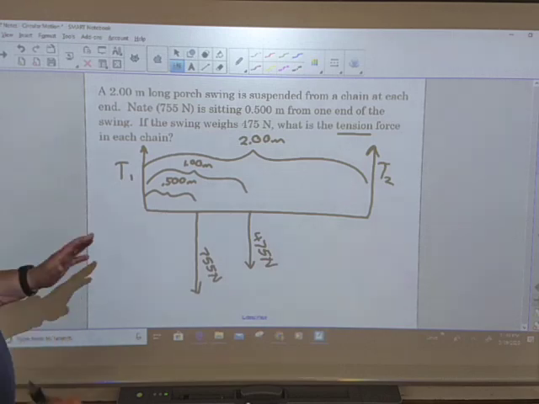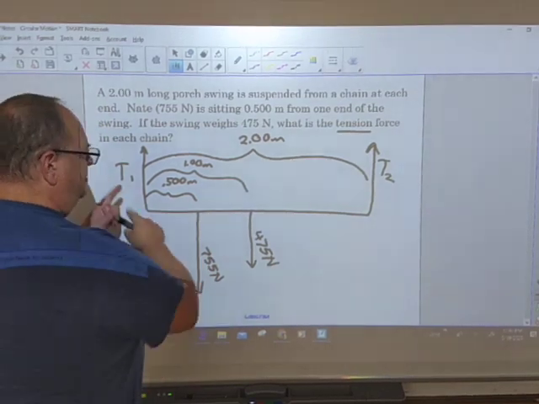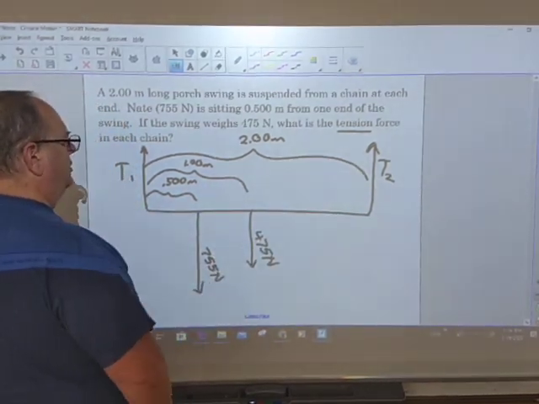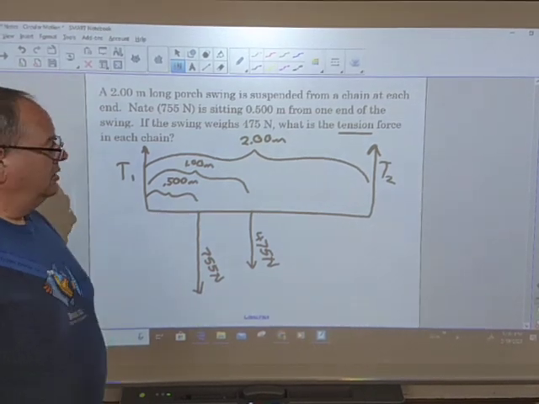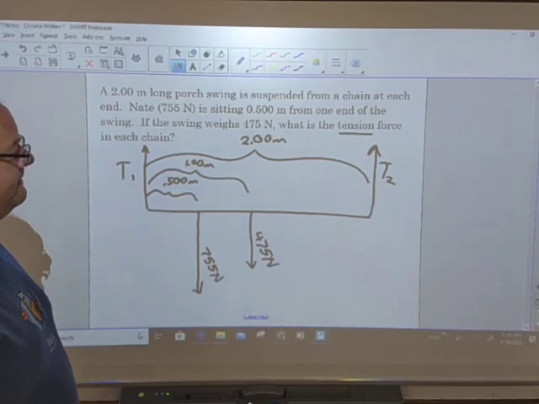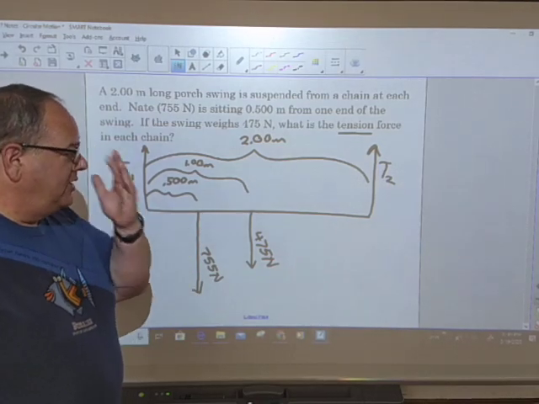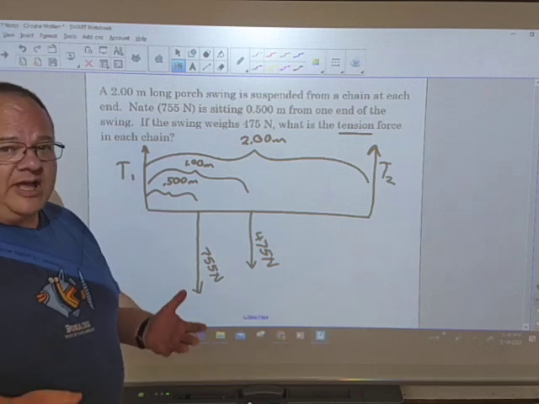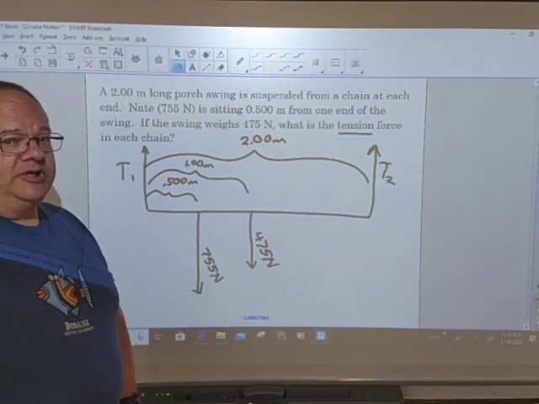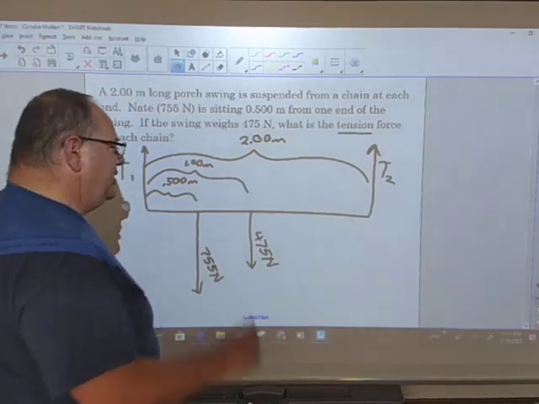That is my very careful diagram. I've got 4 forces, 2 upward, 2 downward. I know all my distances this time. Now, the next part, this is a critical piece of information. I have 2 unknowns. In order to figure that out, I'm going to have to use 2 equations, right? From your math class, if you got 2 unknowns, you need 2 equations. Here's my 2 equations.